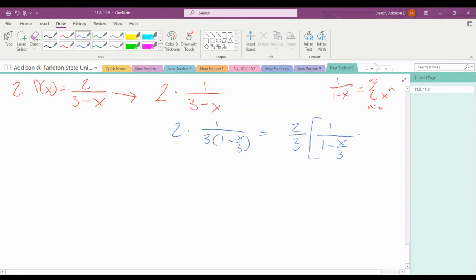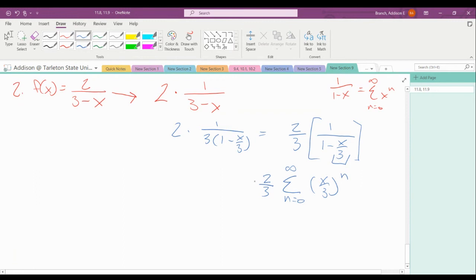So now we can take this piece right here and plug it straight into the power series and then use our 2/3 to multiply. So we get our series, n goes from 0 to infinity. We have our 2/3 out there. And then now we have this x over 3 is going to be the thing we plug in for x. So we're going to do x over 3 to the n.